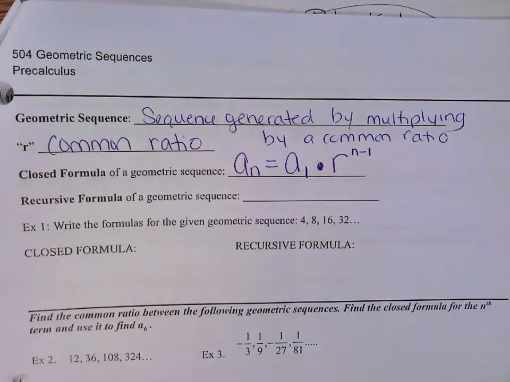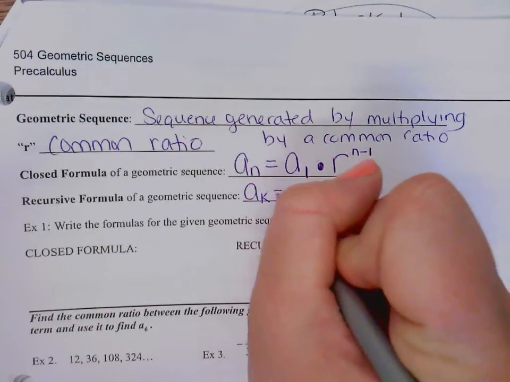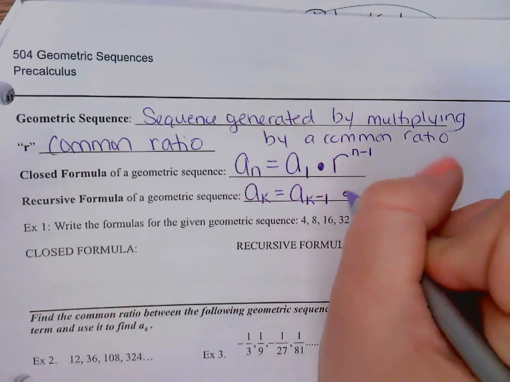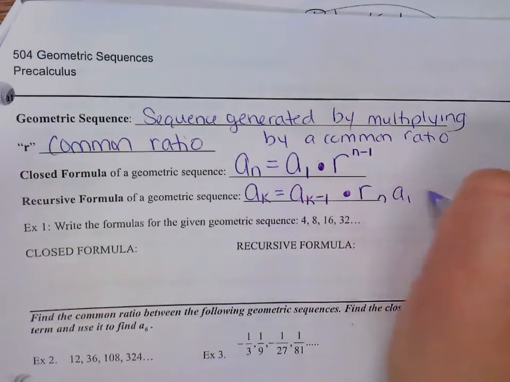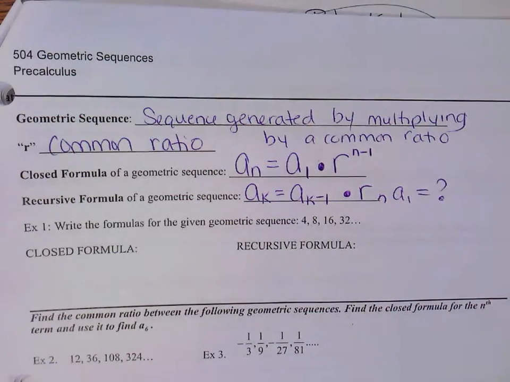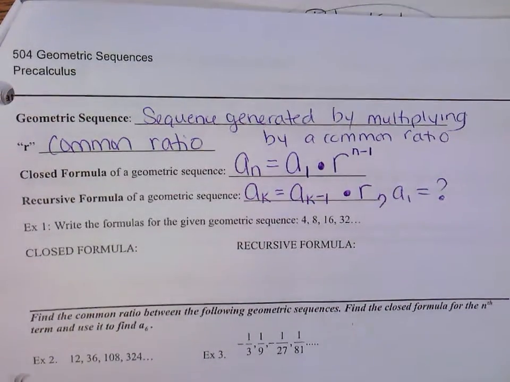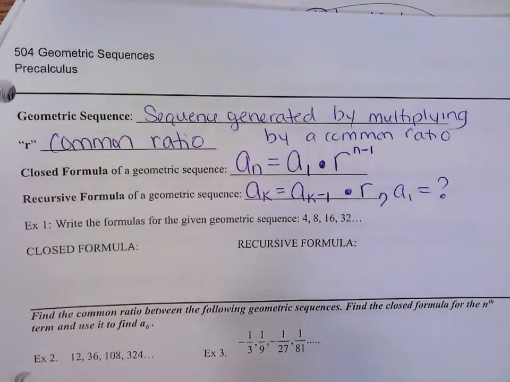And then for recursive, you write it as a sub k equals the term that comes before it times your common ratio, but you have to tell the person where to start. So comma, a sub 1 equals whatever. Very similar to arithmetic. So let's do it together for this example 1.